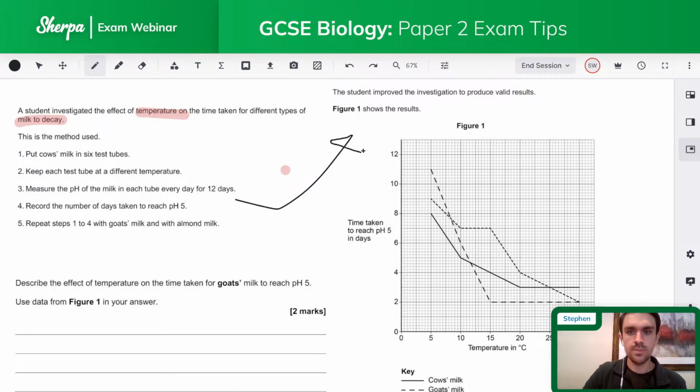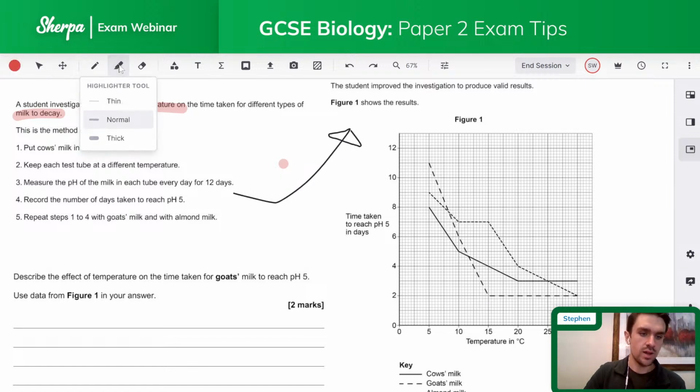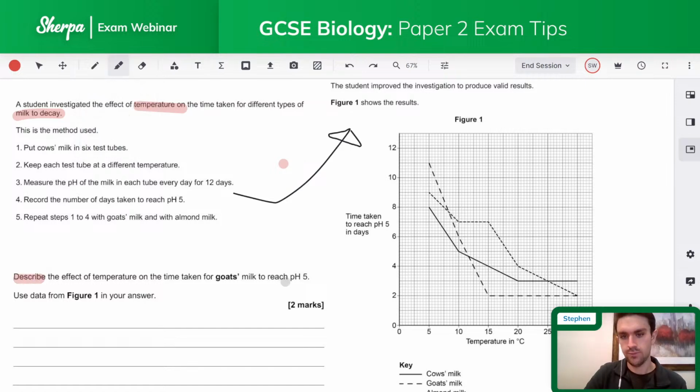The students improved the investigation to produce valid results, and figure 1 shows those results. You can see that we've got on the y-axis time taken to reach pH 5 in days, and on the x-axis temperature in degrees Celsius. We've got a key, so we can see cow's milk, goat's milk, and almond milk are just different solid or dashed lines. And our question is simply: describe the effect of temperature on the time taken for goat's milk to reach pH 5.